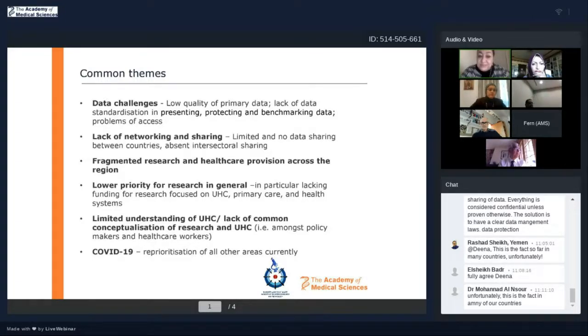And then we have the limited understanding of universal health coverage and lack of common conceptualization of research and universal health coverage amongst policymakers and healthcare workers. This is the point I have a concern about, but these are the common themes that came out. And then we have COVID-19 and the reprioritization of all other areas currently, and definitely COVID-19 has not only affected the research, it has affected all the functioning of the health systems, all the policies, social and economic. So in a way, this has affected things that are happening, but as Mike said, it is an opportunity now to restructure and get things in hand. Next slide, please.